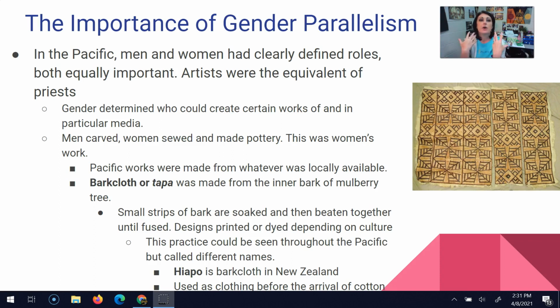All right. So one of the things that is really cool is that the different media that is being used would determine who is going to work with it. So it's really kind of interesting that the men would work with the tougher materials. They would work with like the wood and any metal work like that. Women, on the other hand, are going to do the softer type of work. And that particularly is going to come down to bark cloth.